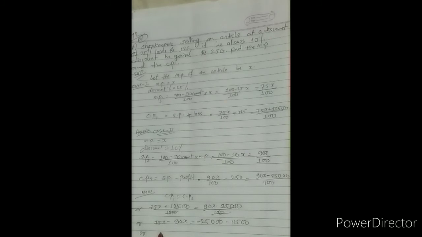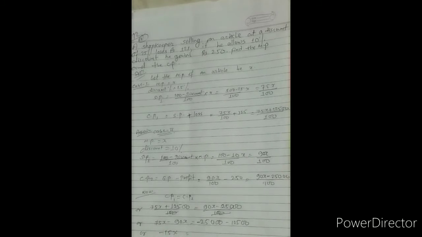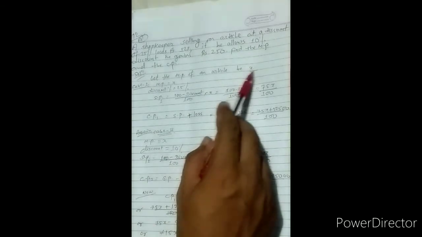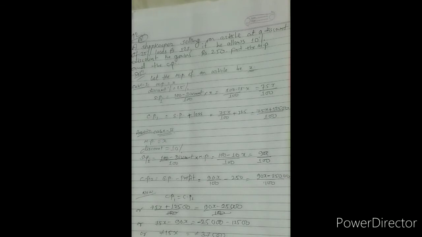Here it is 75 minus 90, we get minus 15. Here 25,000 minus 12,500 gives minus 37,500. These two minus signs will be cancelled. X is equal to, we have to divide by 15. We get 2500. This is the value of X, which means the mark price. We get the value of the mark price as 2500.